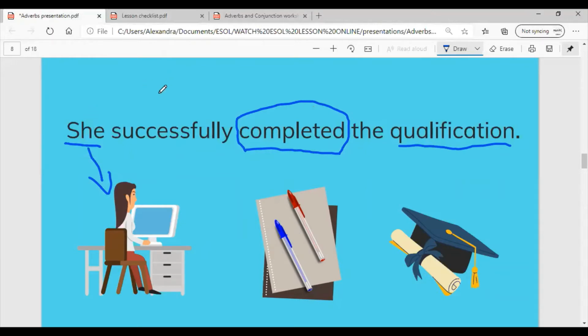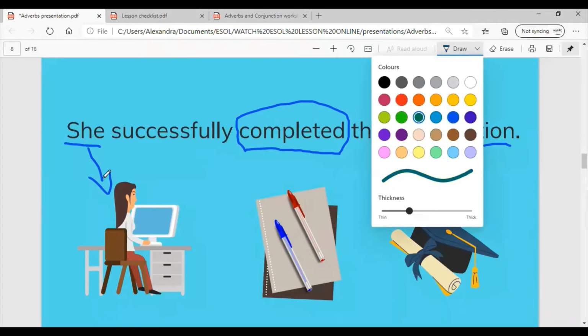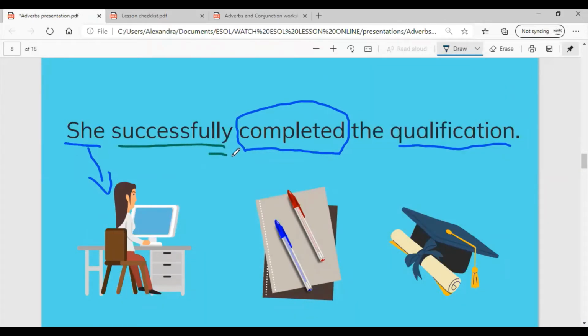So now we're going to look for the adverb in the sentence. Now the adverb, like we spoke about earlier, describes the verb. So we know our verb is completed, so we need to work out what word describes the verb. So we've got she successfully completed the qualification, and that leaves us with successfully and the ly ending. So we know that successfully is the adverb as it describes the verb. We know that she successfully completed the qualification. So I hope you see how it can be quite simple to identify adverbs and just break the sentence down into these manageable parts.